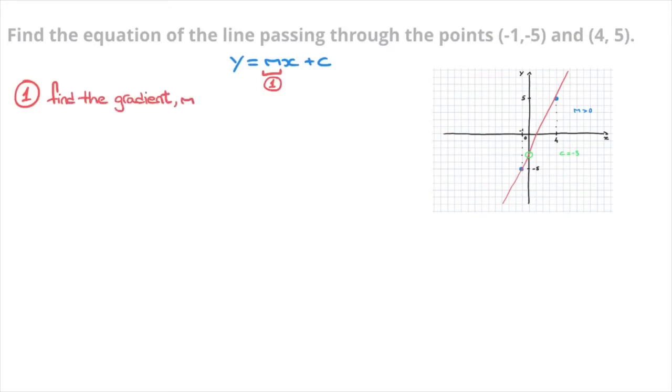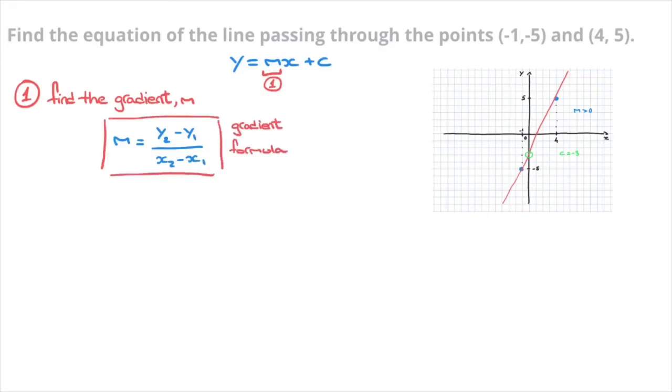Now we find the gradient using the gradient formula, and the gradient formula is the following. m equals y2 minus y1 over x2 minus x1, where x1, y1 correspond to the coordinates of one of the points the line passes through, and x2, y2 correspond to the coordinates of the other point that we know of.